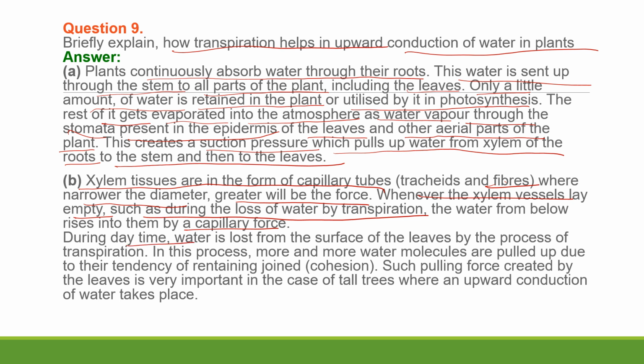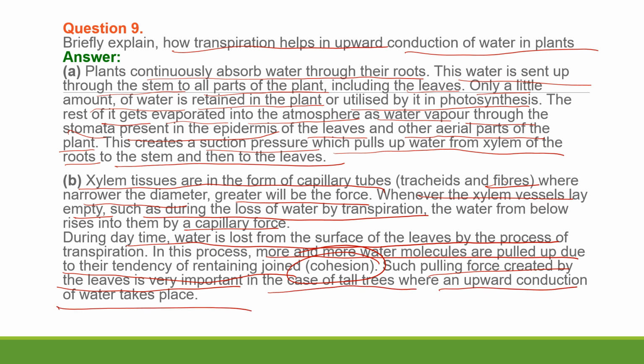So during daytime, the water is lost from the surface of the leaves by the process of transpiration. In this process, more and more water molecules are pulled up due to the tendency of retaining joint, or cohesion. Okay, such a pulling force created by the leaves is very important in the case of tall trees, where upward conduction of water takes place. So these are the two reasons, a brief explanation of how transpiration, that is loss of water from the leaves during daytime, is helping in the conduction of water in plants.